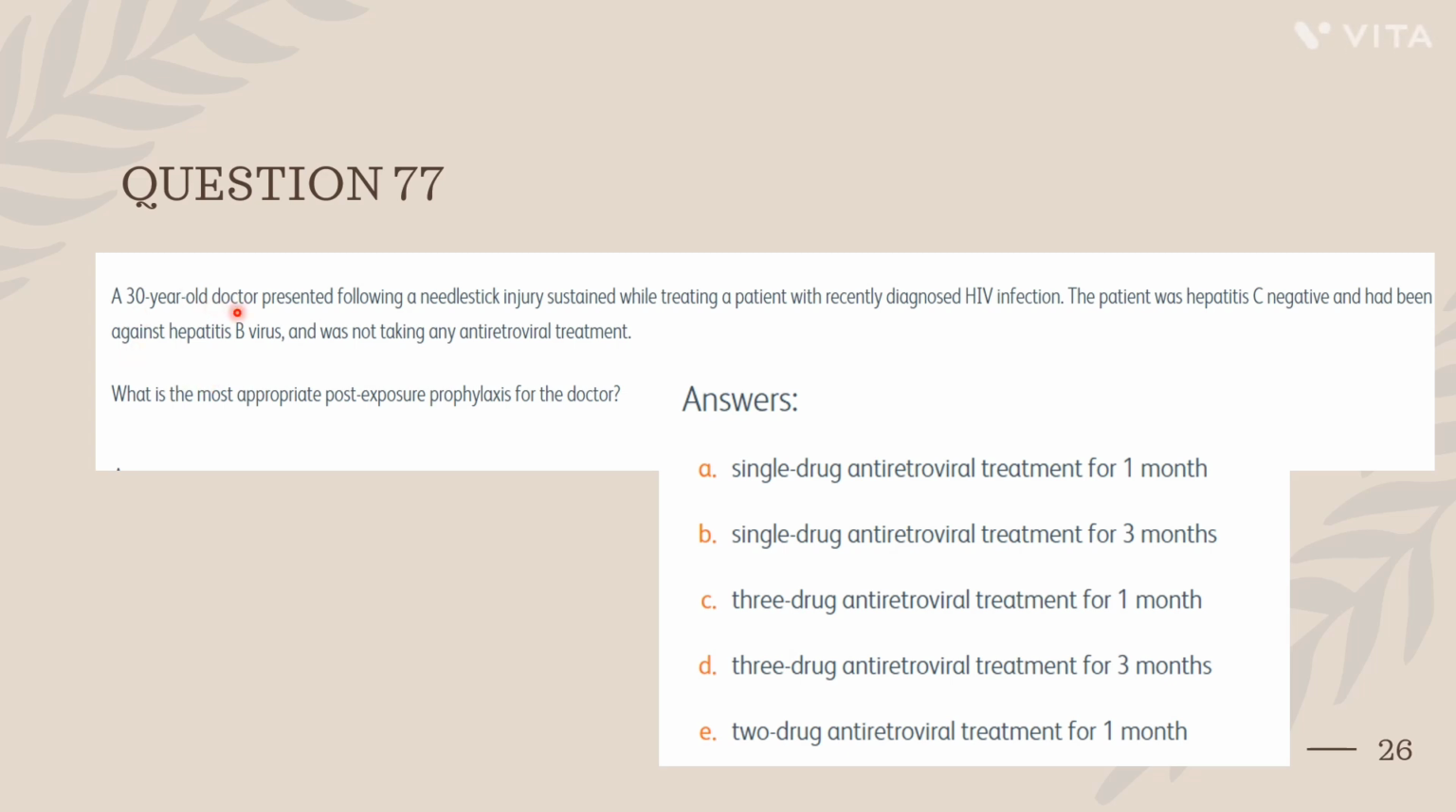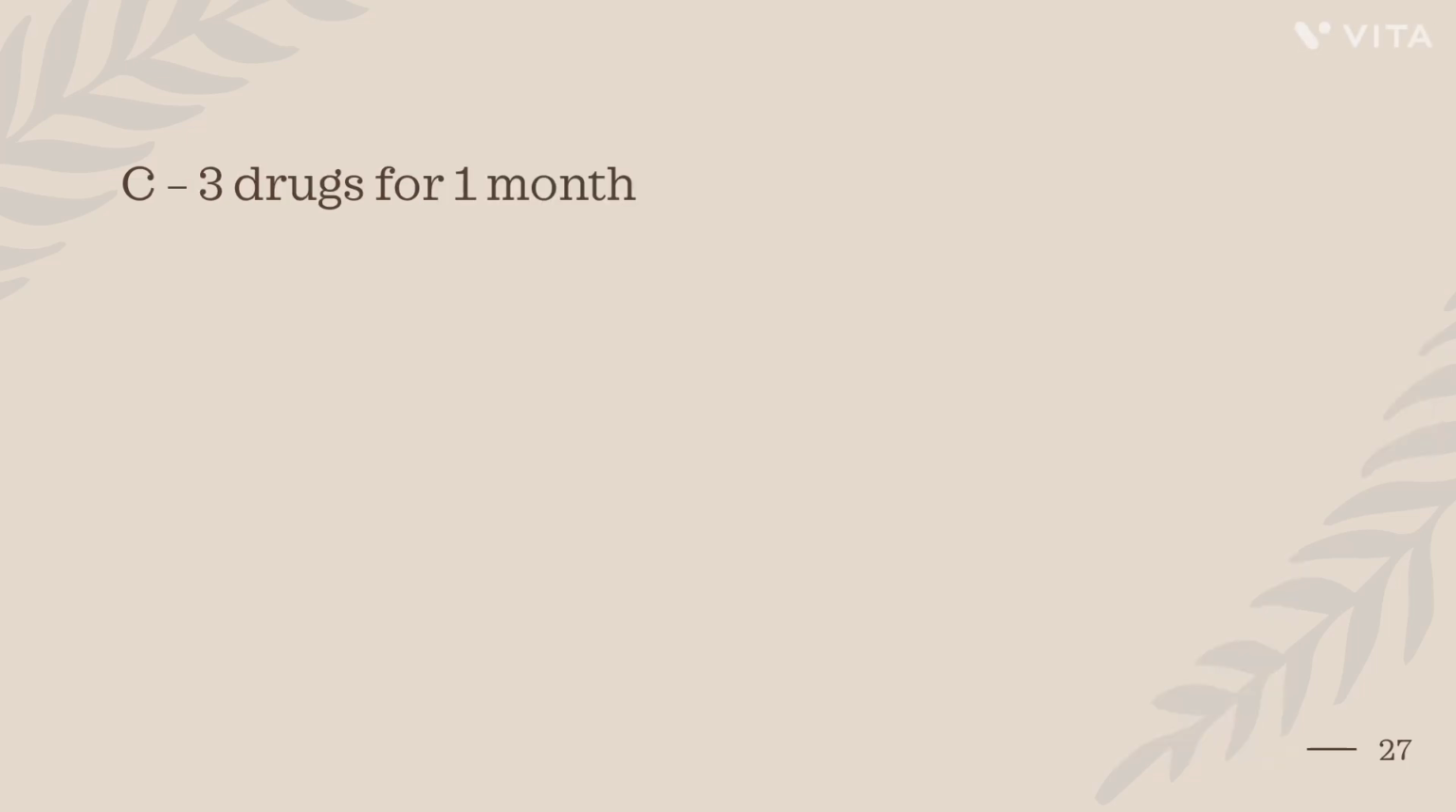Next question: a 30-year-old doctor presented following a needle stick injury sustained while treating a patient with recently diagnosed HIV. The patient was hepatitis C negative and had been vaccinated against hepatitis B virus and was not taking any antiretroviral treatment. What is the most appropriate post-exposure prophylaxis? So the recommendation for post-exposure prophylaxis is 3-drug antiretroviral treatment for 1 month. 3-drug, 1 month. Okay.